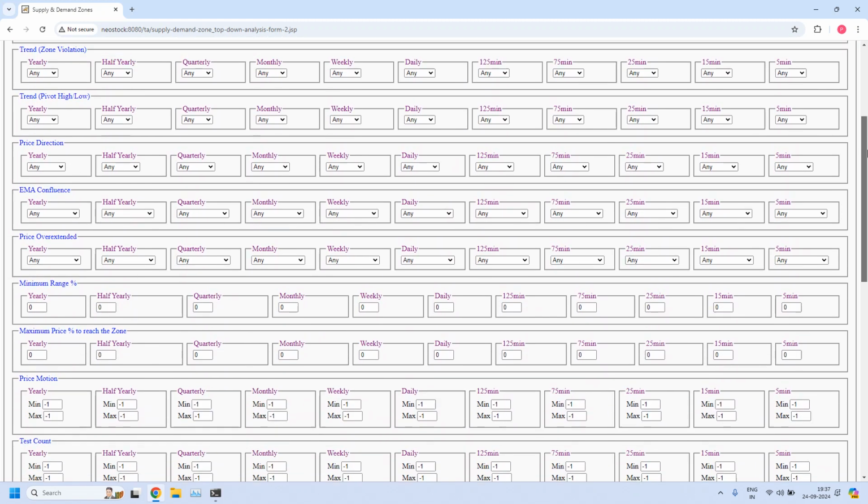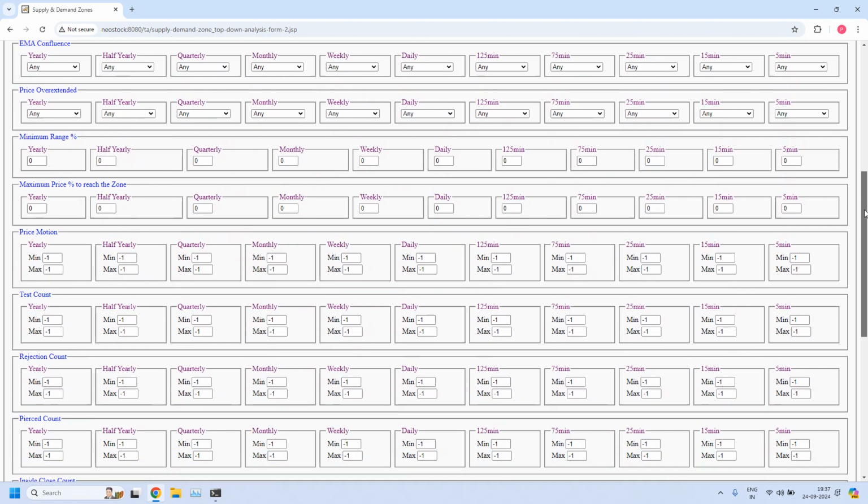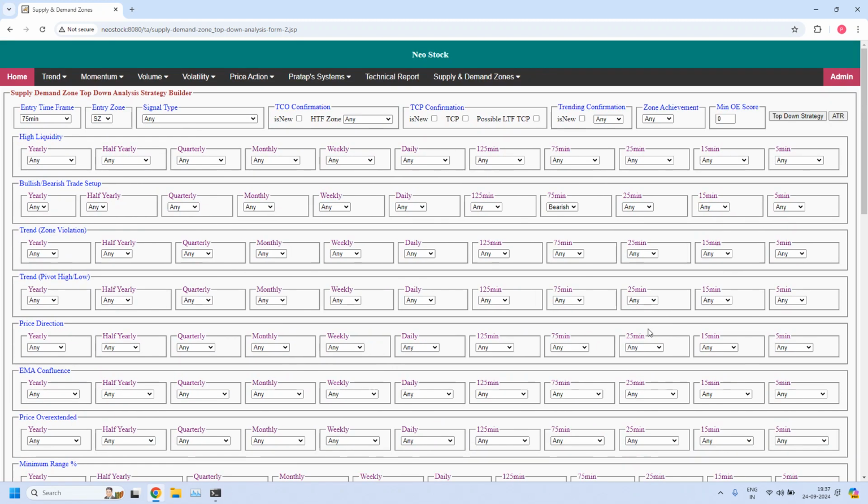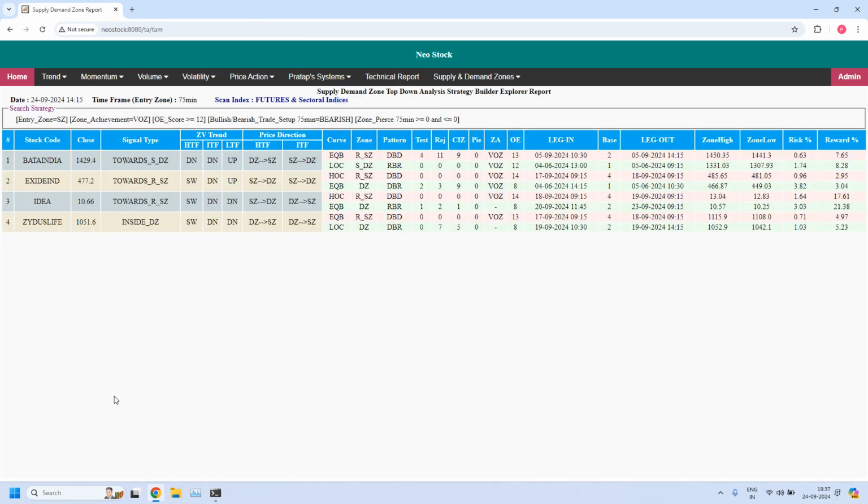So in the pierced count at 75 minutes time frame, minimum value is 0, maximum value is 0. And zone achievement is violated opposing zone, minimum odd enhancer score is 12. All the 3 filters are applied to 75 minute supply zone. So total 4 stocks are filtered. All these 4 stocks are currently supporting bearish trade setup for weekly income trade.